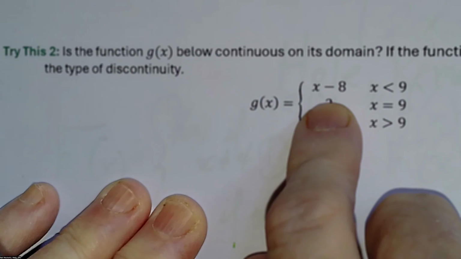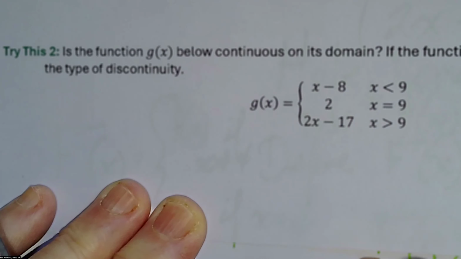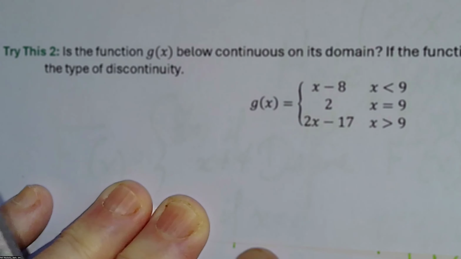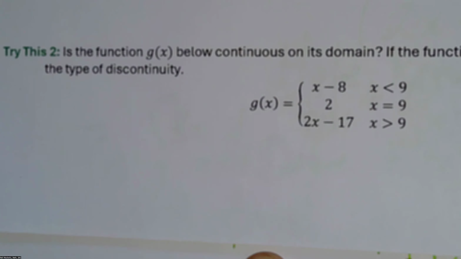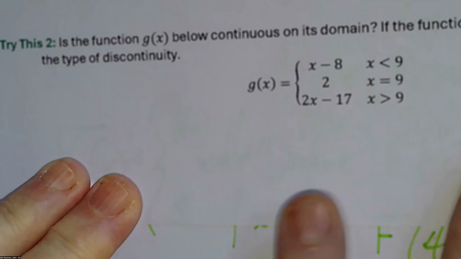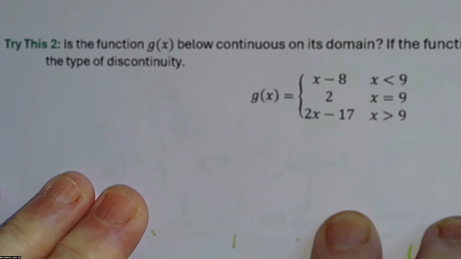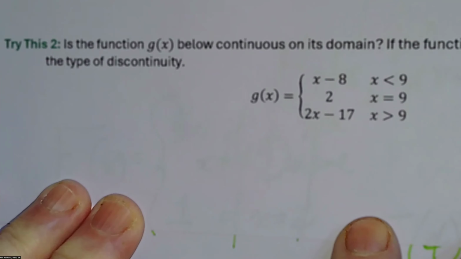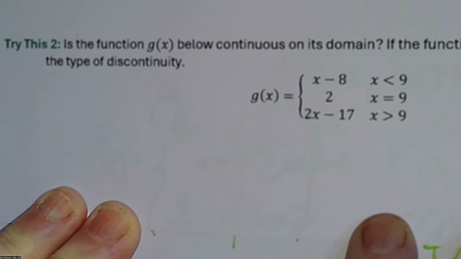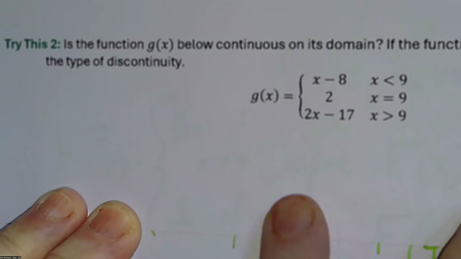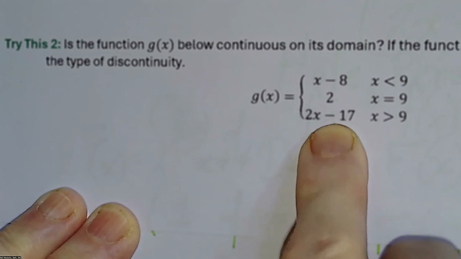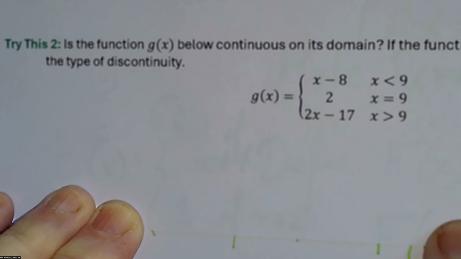If x is below 9, which part of the function do you use? The first one, x minus 8. Good. If x is above 9, use the third one. Good. And if x equals 9, use 2. Good. So these are both straight lines, should be pretty easy to graph.